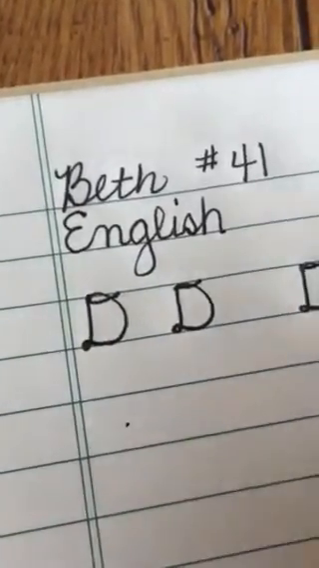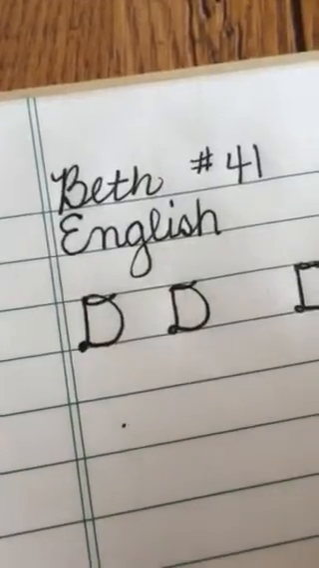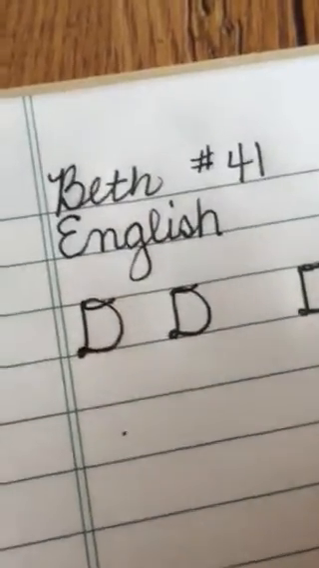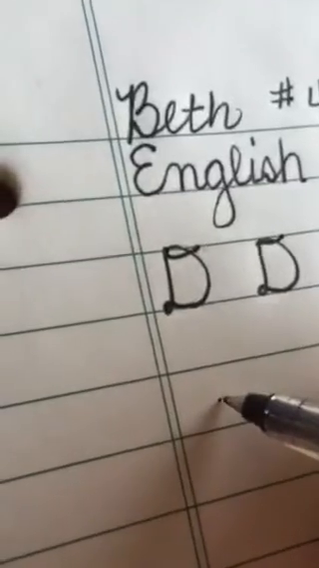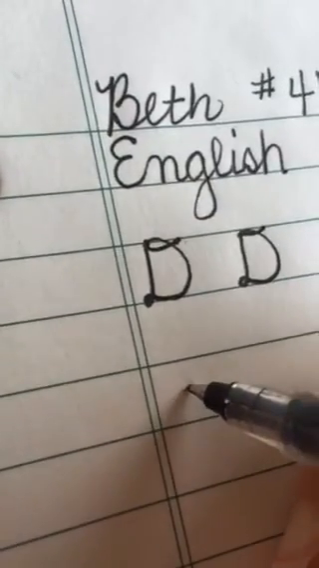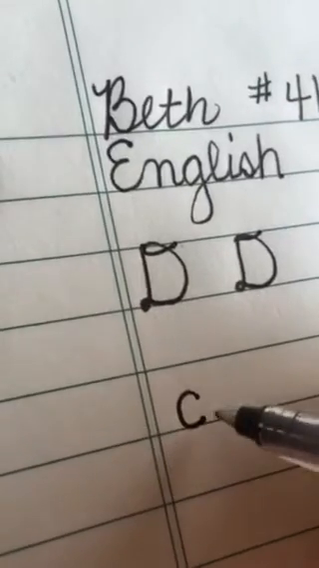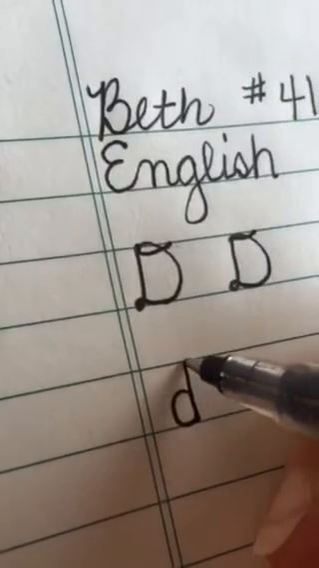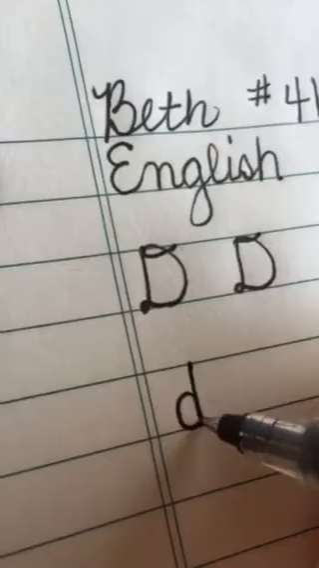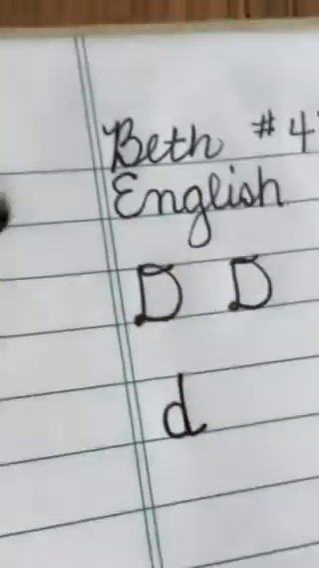And what we're going to do is actually make a magic C and then change it, and it's going to become a lowercase d. So we're going to make a loop first. We're going to make the loop that makes the magic C. So we're going to start in the middle of the line right here. We're going to go around like we're making a C. But when we get to the bottom right here, we're going to go all the way back up and touch the top line and then trace it back down, and that's our d.